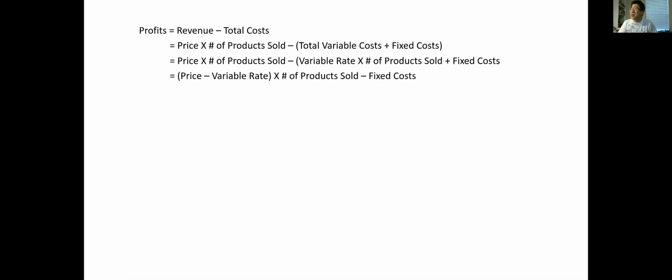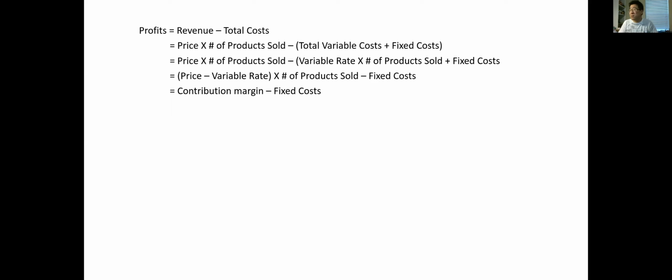And then let's do it again. We know that the difference between price and variable rate, multiplied with number of products sold, subtract fixed costs, also equals profits. And we have a fancy name for this. We call this first component of the equation formula contribution margin.